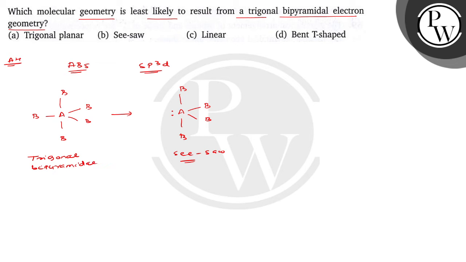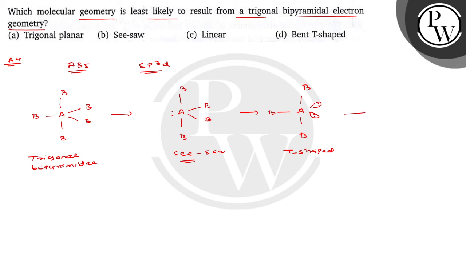Okay, and if two of the atoms are replaced by two lone pairs of electrons in an sp3d hybridized molecule, then the equatorial positions will be occupied by the two lone pairs of electrons, and then the shape becomes T-shaped. Okay, what does your shape become here? It is T-shaped.